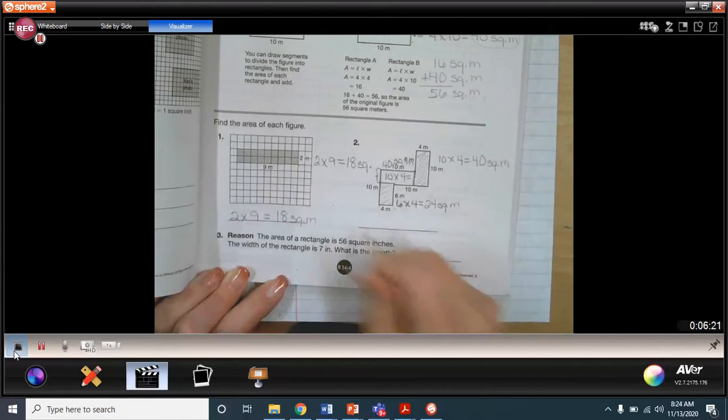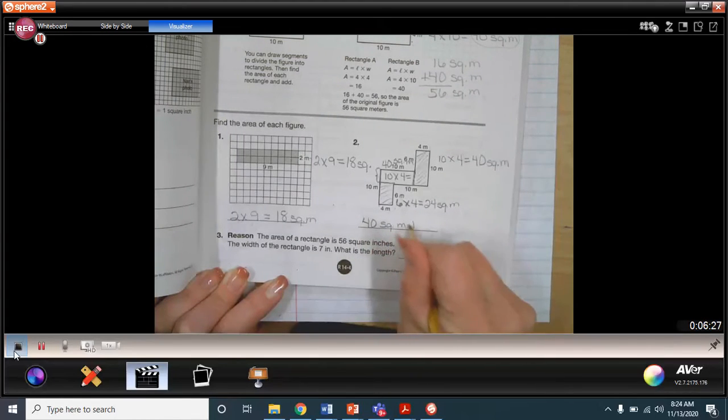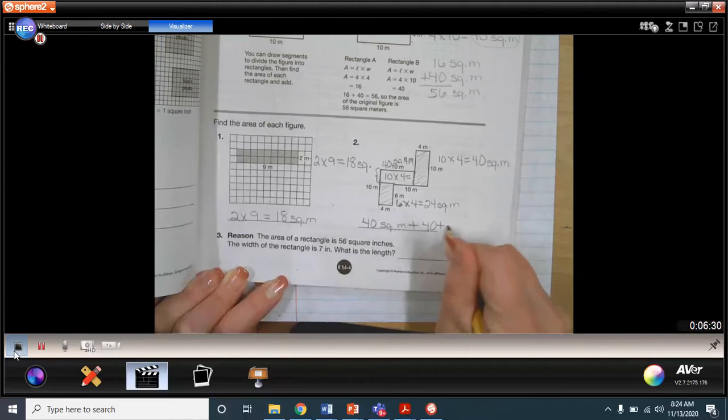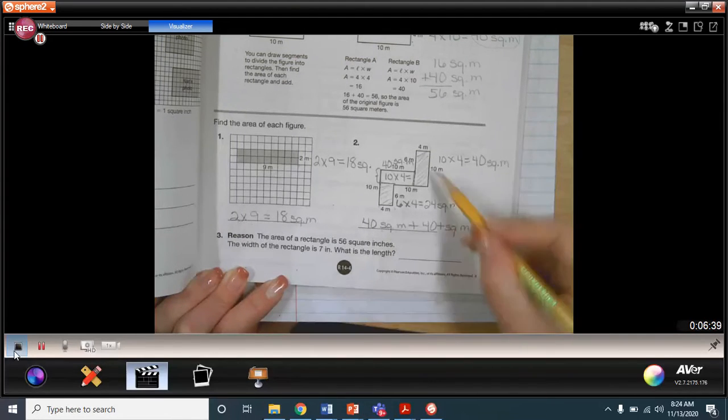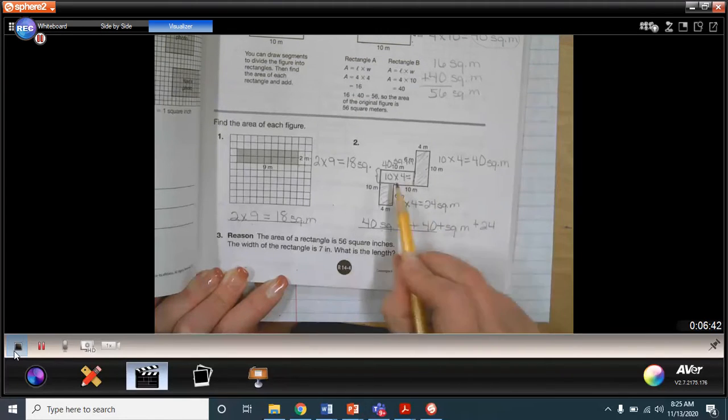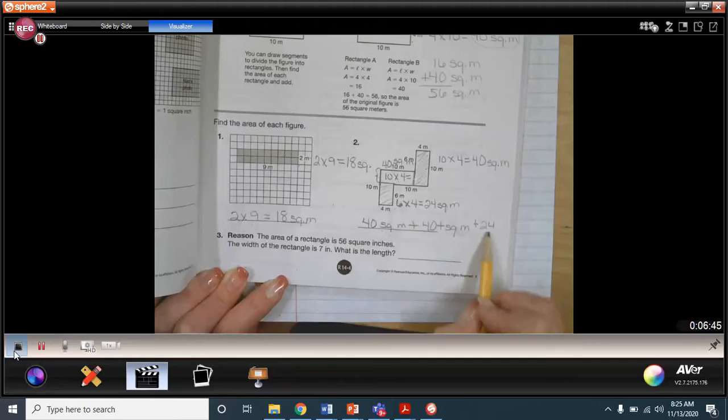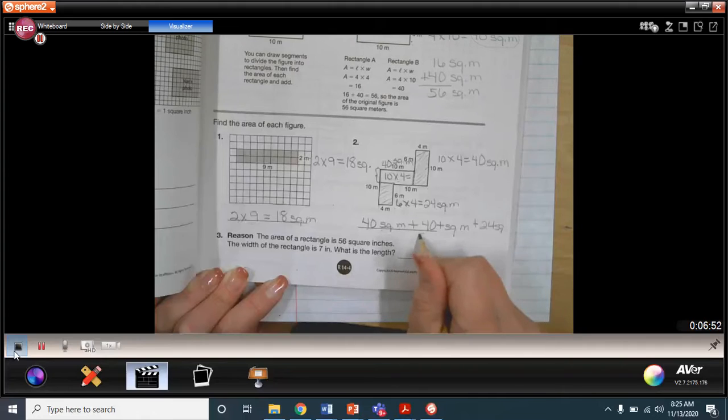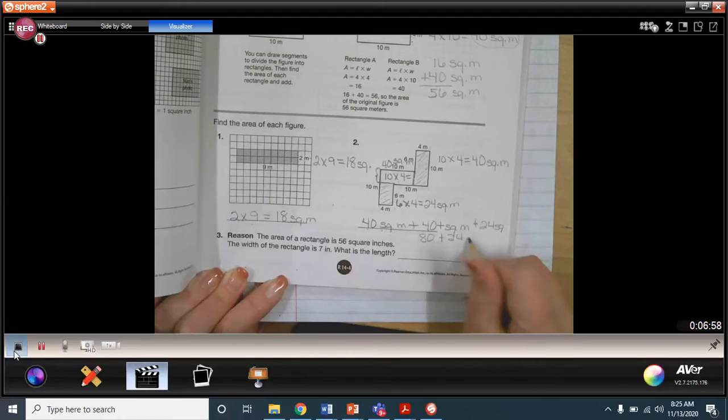So now I'm going to take the smaller rectangle and add the larger rectangle to make the whole figure itself. And so I'm going to add another 24. So I'm adding 40 square meters from this rectangle, 40 square meters from this rectangle, and 24 from this rectangle. Together 40 and 40 is 80. And add 24 more. 20 and 80 is 100. And 4 more will make 104 square meters.